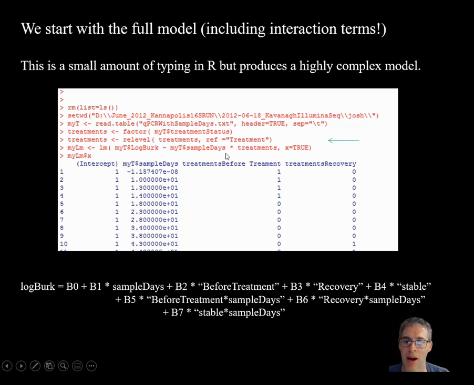And so this star here means that I want both the time in days and the treatment, which is a categorical variable, and I want the interaction terms between them. So this doesn't look like I've done very much work here. I've just typed sample days star treatment. But as we'll see in a second, this is the model that actually gets produced in R. So this is actually an 8-parameter model, where all of these parameters are here.